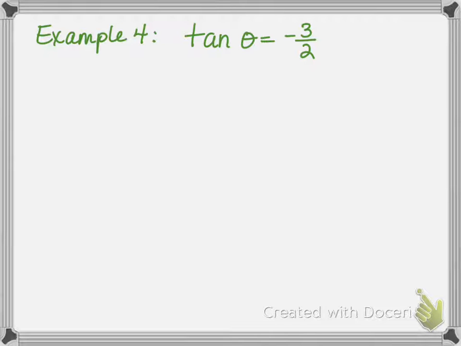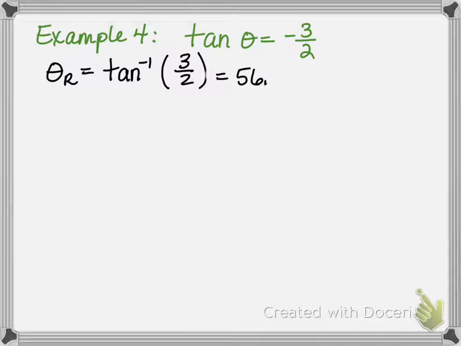Okay, so what did you do to do this one? The first thing we do is find theta R. Theta R is tangent inverse of whatever the number is, but make sure your number is positive. And when you take the tan inverse of 3 over 2, what did you get? The tan inverse of 3 over 2 is 56.3 degrees. Keep that in mind. That's an important piece of information.